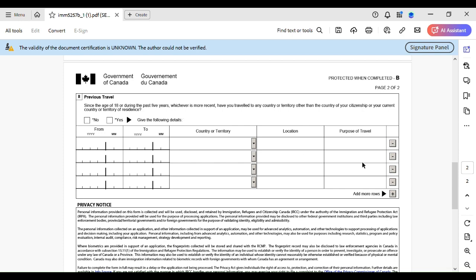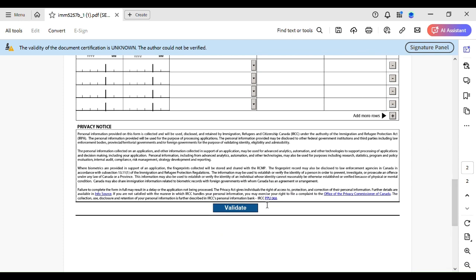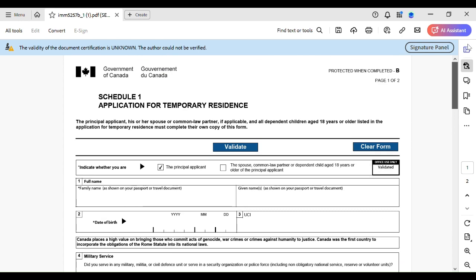And now, after filling out everything, you click on validate. Then the form will be validated, and then upload the form, and that's it. So this was not rocket science, you understand that, right? So keep watching. In the next video I'll show you the last things you need to do to complete your application.